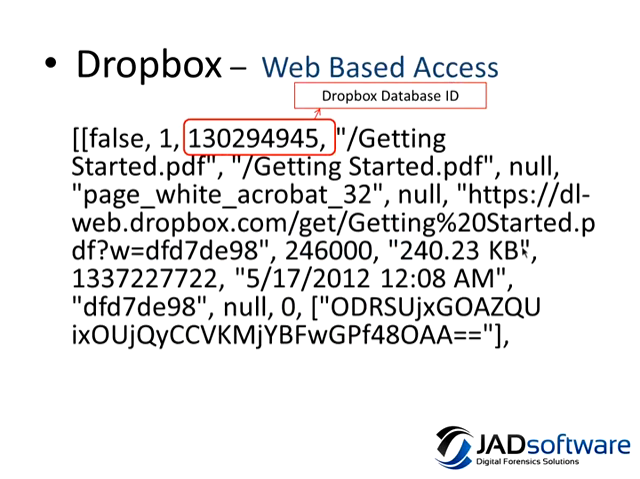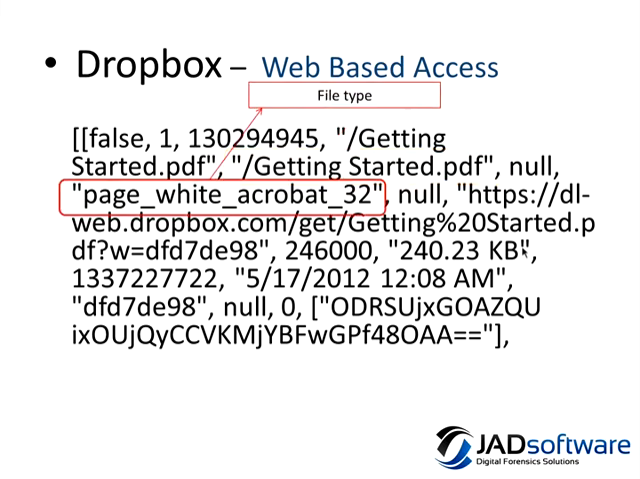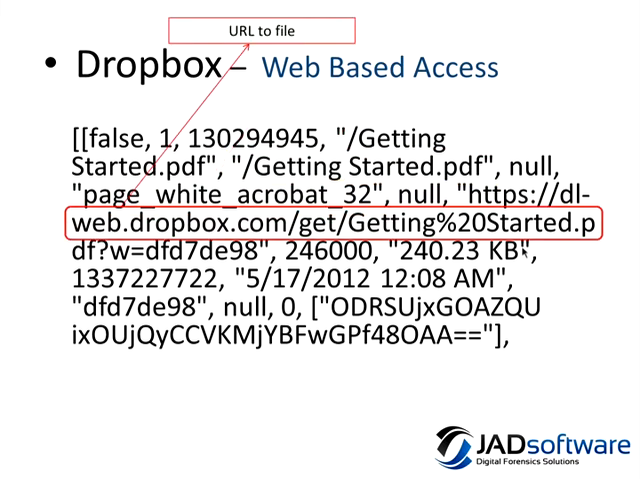This is an artifact that gets left behind when you're viewing files that you have on your Dropbox through the web. So the first item I have circled there is the database ID, and this is essentially like the Dropbox user ID. Next is the file name that they have on their Dropbox and the file type.